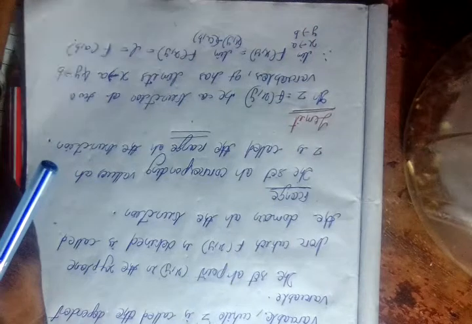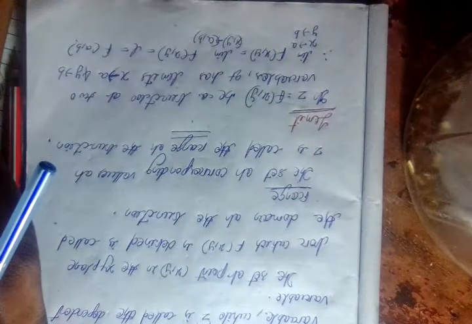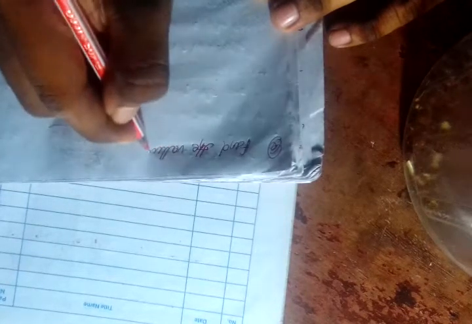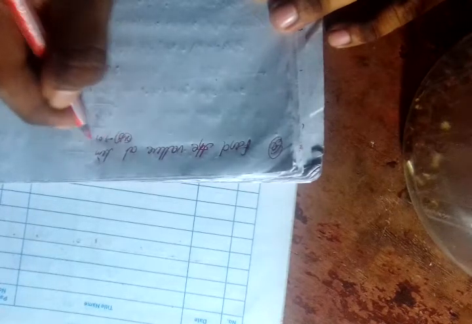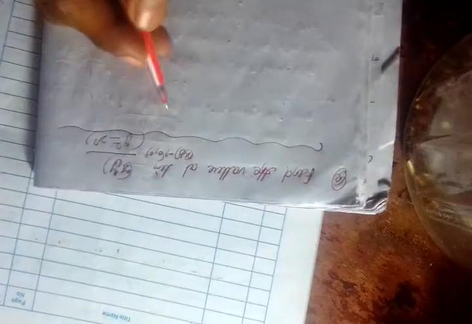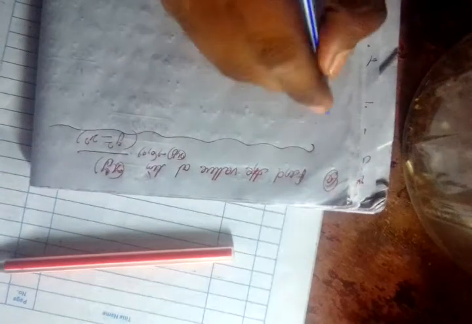Now let us do a problem. Question: find the value of limit (x, y) tends to (0, 0) of xy by y square minus x square.